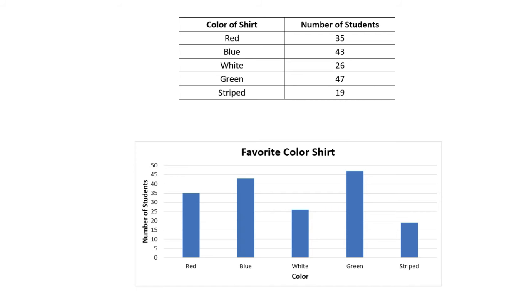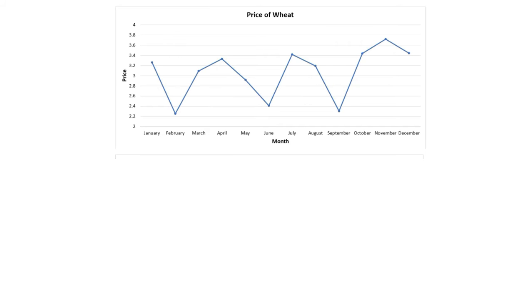Let's next talk about a line graph. Here is a line graph that shows the price of wheat over the course of a year. My price is dependent on what month it is. It is very common to have time be your independent variable and plotted along the x-axis. Line graphs are helpful to see trends.